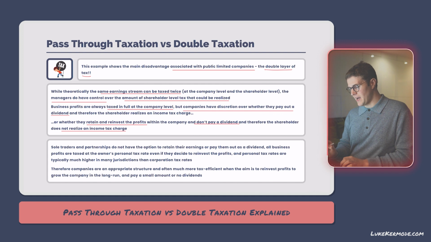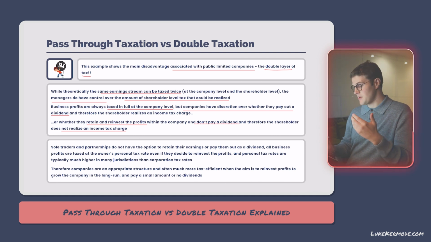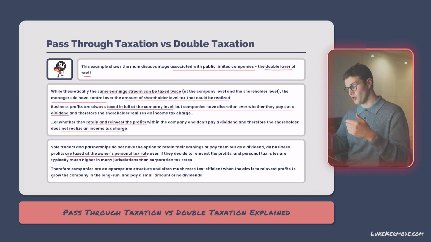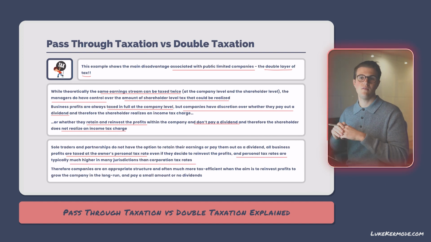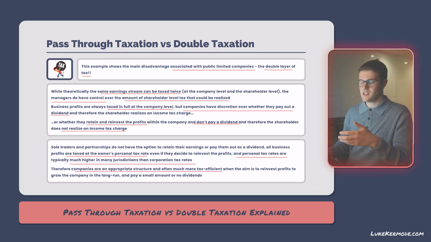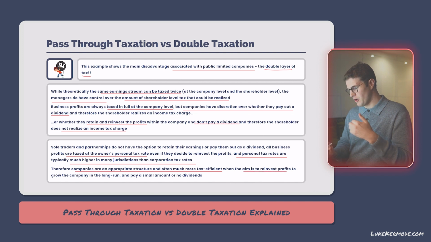Just finishing off, going back to pass-through taxation, sole traders and partnerships do not have the option to retain their earnings or pay them out as a dividend. This is because the tax treatment means that all business profits are taxed at the owner's personal income tax rate, whether they decide to reinvest the profits or not. And personal income tax rates are often much higher than corporation tax rates. So companies can be an appropriate structure and more tax efficient when the objective is to reinvest profits, grow the company, and pay small to no dividends.